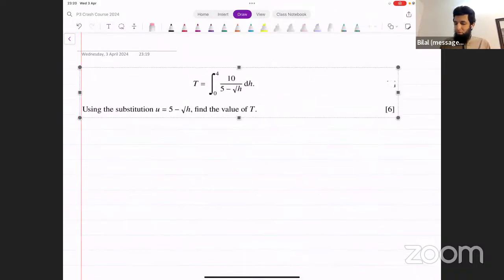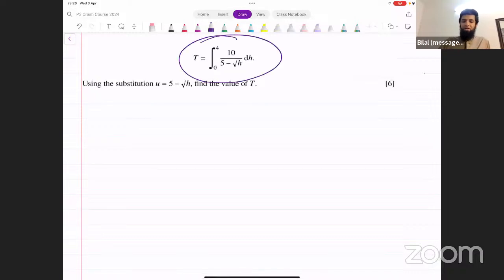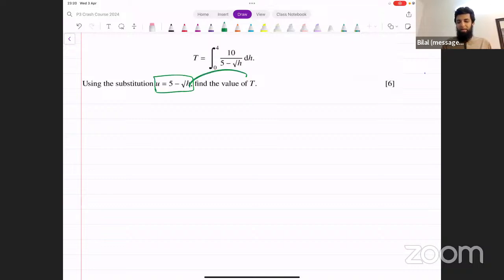Now, there's another small detail in substitution that we want to understand using this example. Let's have a look at this now. We have this integral t equals the integral of 10 over 5 minus square root of h with limits 0 to 4. We need to use the substitution u equals 5 minus square root of h and use that to find the value of t.